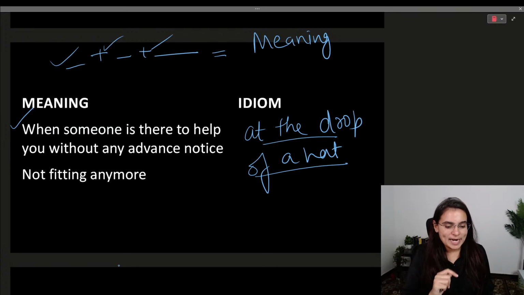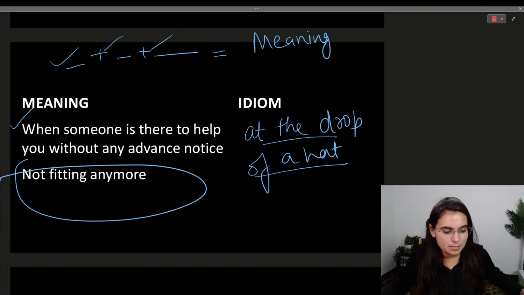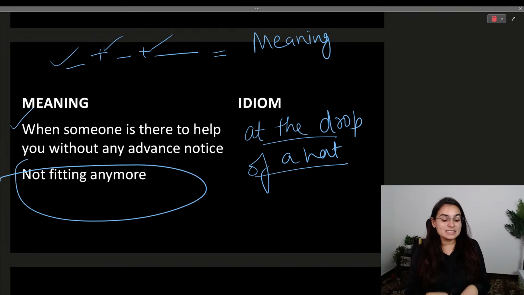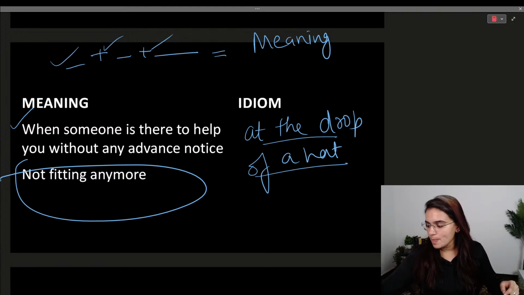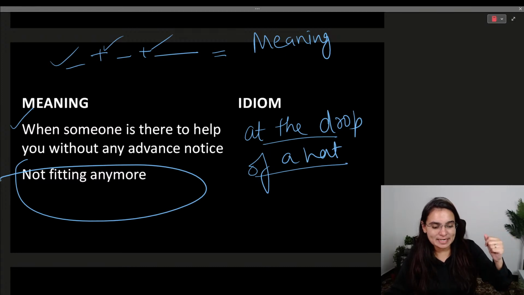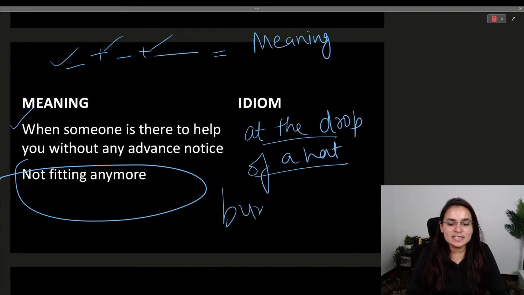Okay. All right. Next question: not fitting anymore. Second idiom is when something is not fitting you anymore. Let's say you ate a lot of food. You are so full that your jeans are not fitting you anymore. What is the idiom name? Anybody? What is the name of that idiom? I've got first answer. Very good. Can I get more answers, please? And can I get some likes for this? Please. Okay. The answer is bursting at the seams.